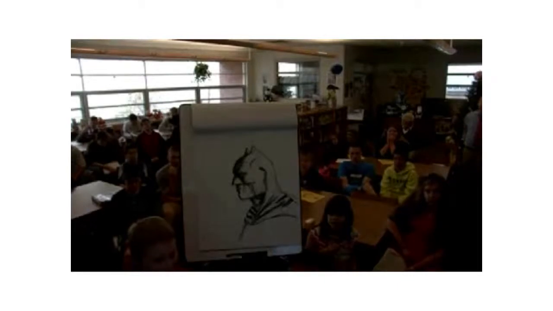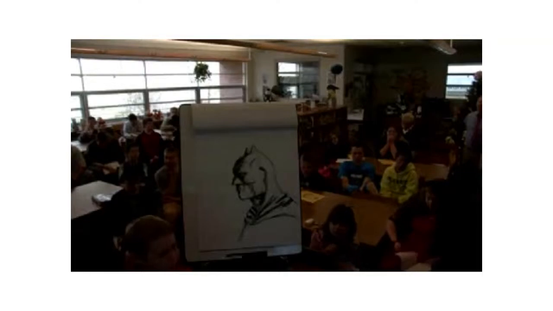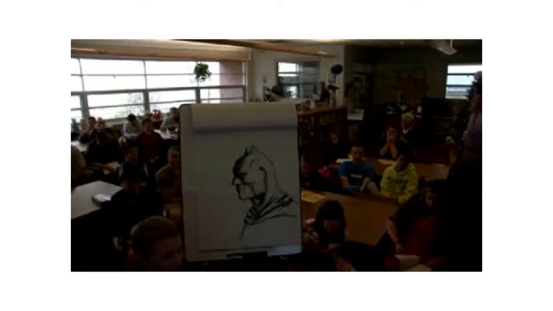Okay. How many characters are in your book? Two. Two characters, and what are their names? Billy and John. Billy and John. Are they brothers? No? Okay. They're friends. That sounds pretty cool.